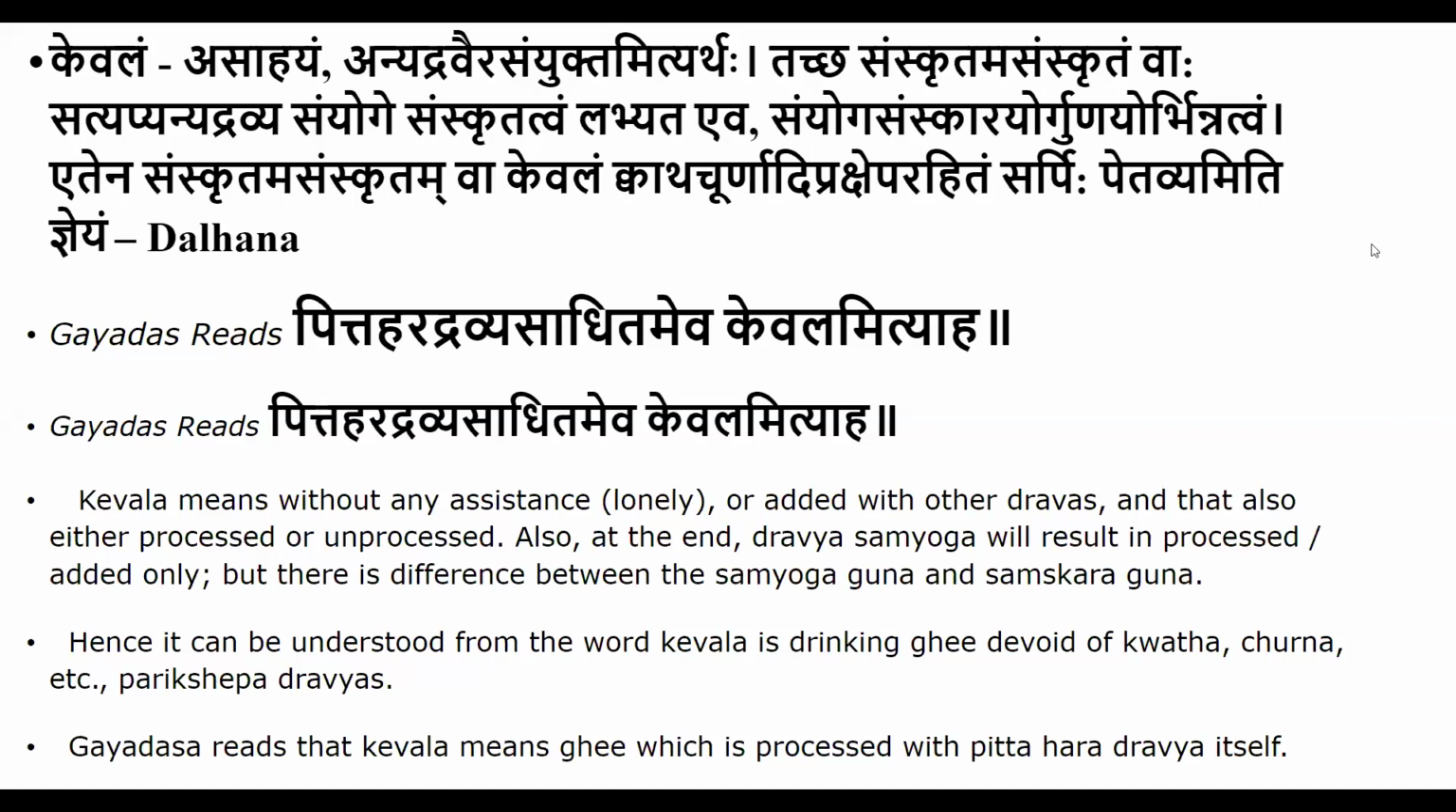Gayadasa reads, if you see, Pitta Hara Dravya Sadita Meva Kevalam Ityaha. Kevalam Paitike Sarpir we read. So Kevalam means it is not the pure form of Ghritam or Tailam. It is like Pitta Hara Dravya Saditam Eva. So it should be given after being processed with Pitta Hara Dravyas. So there is clear-cut evidence and explanation available in our text. Always it is better, for dosha shamana or dosha shodhana, to go for samskarita ghritam only, whereas in a swastha person, we can always go for unprocessed ghritam or tailam.